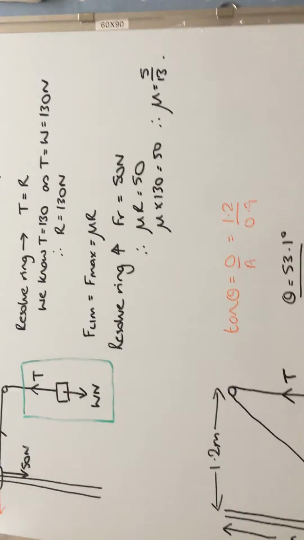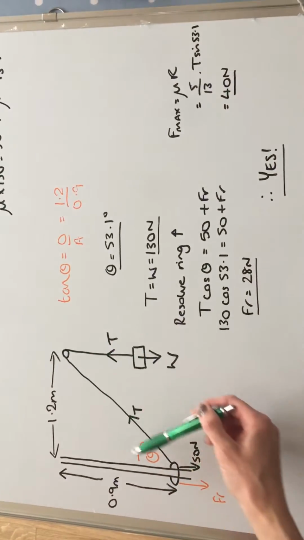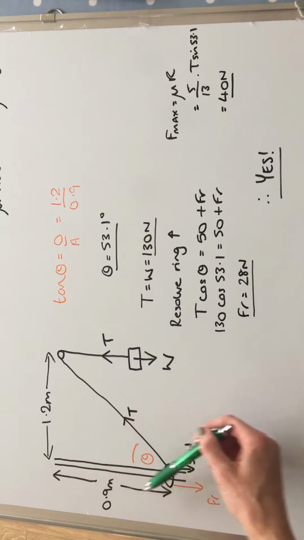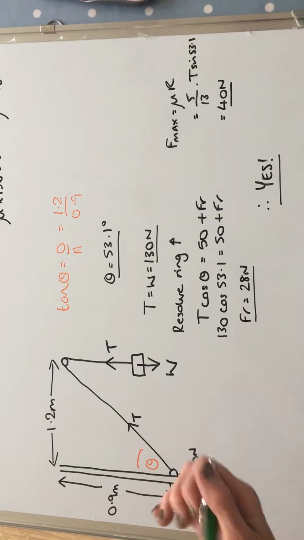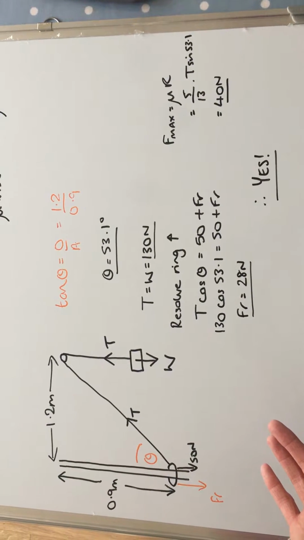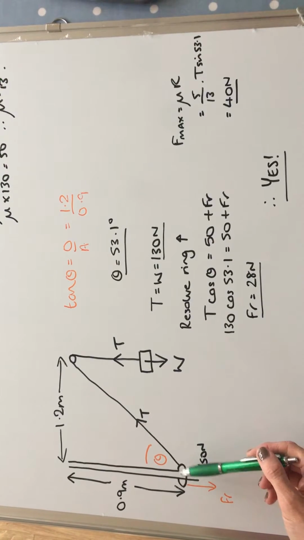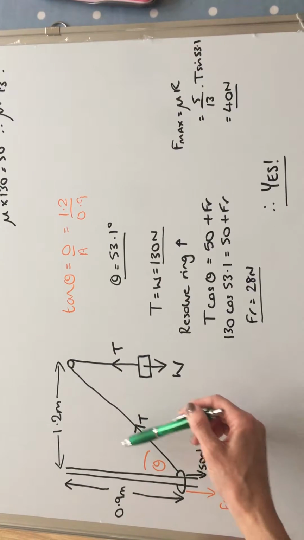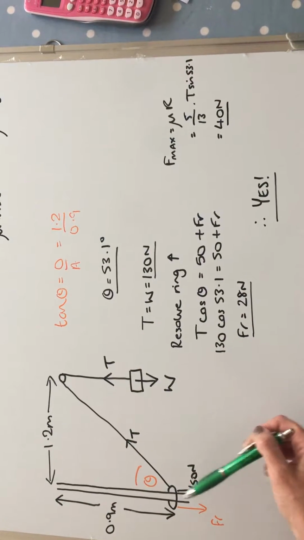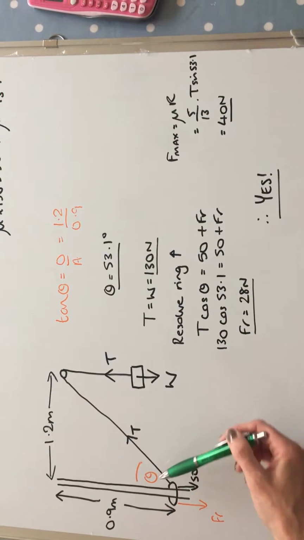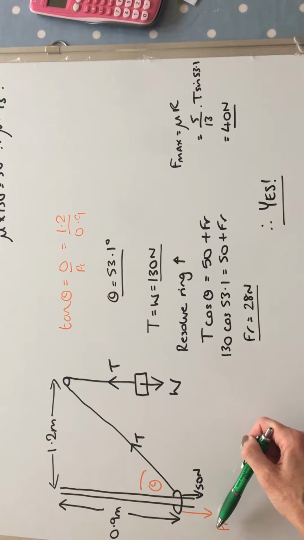Then the last part of the question goes on to say that if the ring is now brought down, so it's 0.9 metres below the peg, will it stay in equilibrium? Right, we've got to think about what's going to happen here. We've got a tension keeping it up, weight pulling it down, and we know that it was in limiting equilibrium earlier. If it's going to move, this tension is going to pull it up, so we're going to think that the friction is going to come down here.